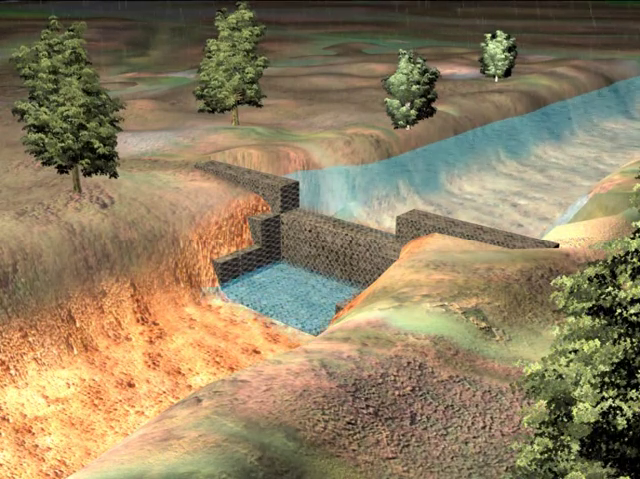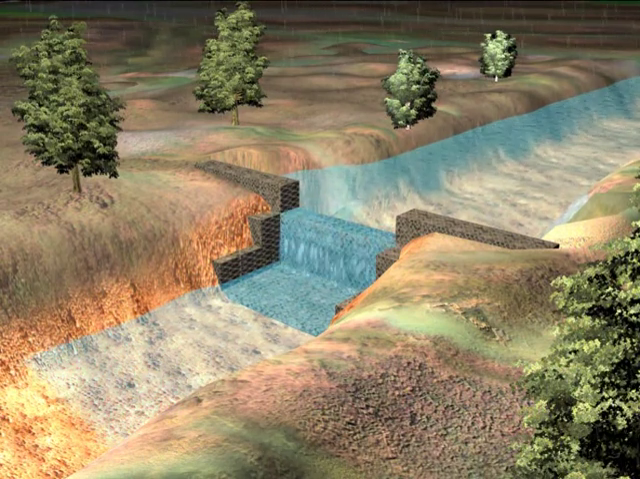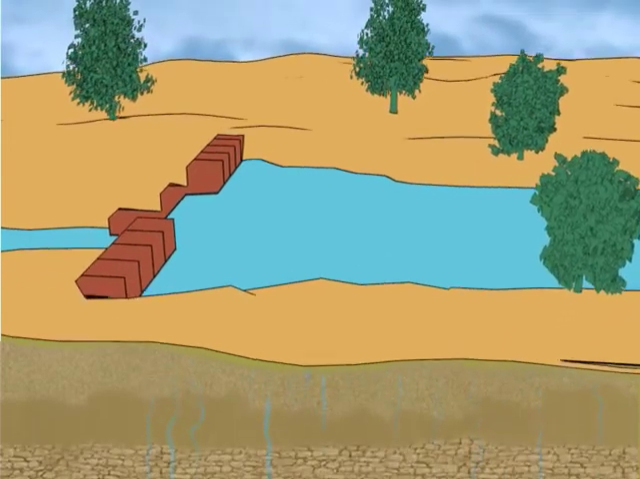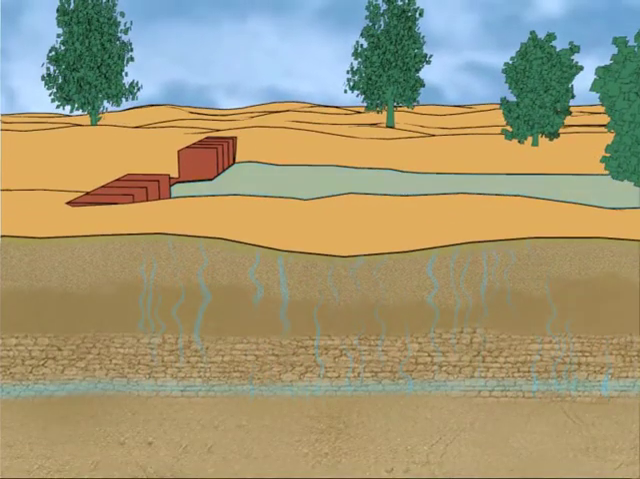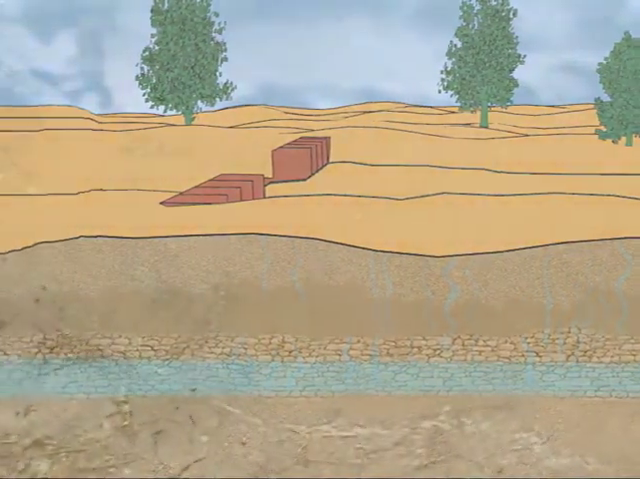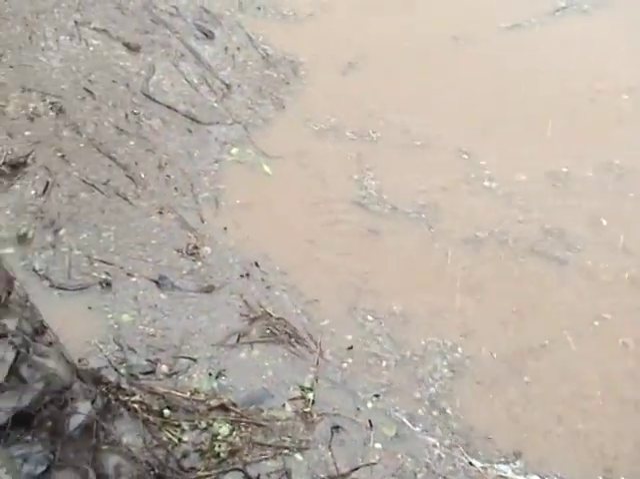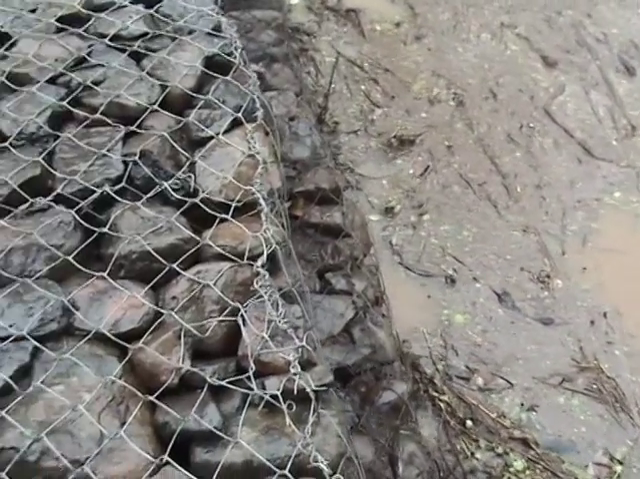Like boulder checks, gabions also slow down the water rushing through the stream, helping to increase the duration of water flow and recharge groundwater. They also trap silt that reduces the rate of sedimentation in dams built downstream.